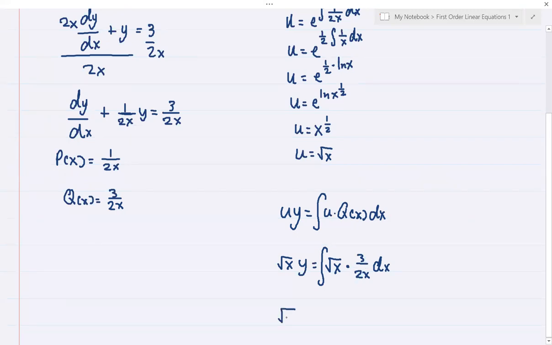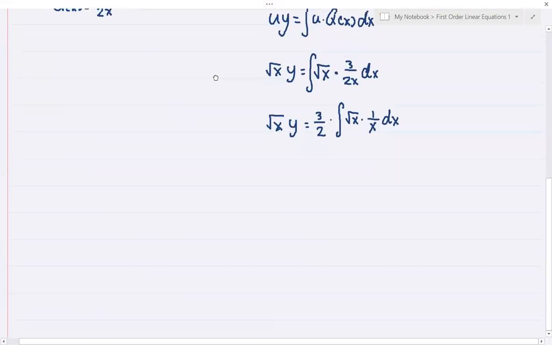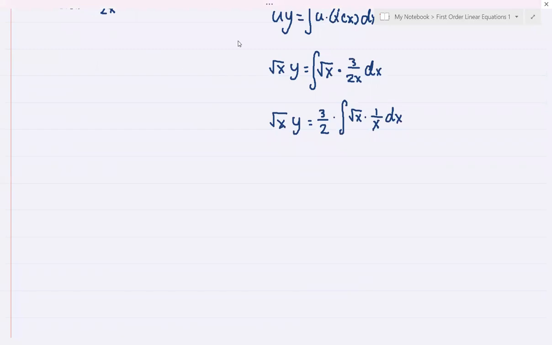So we will have the square root of x times y is equal to 3 all over 2 times the integral of square root of x times 1 all over x. Okay. Then what we can do here is simplify the square root of x and 1 all over x here.